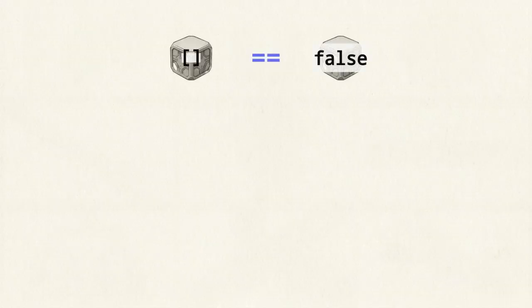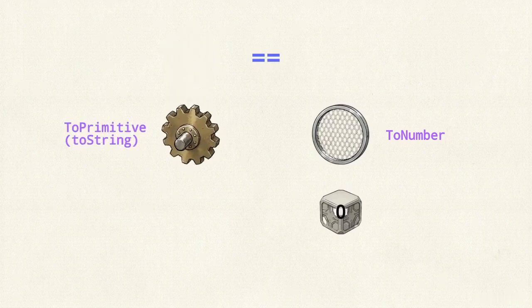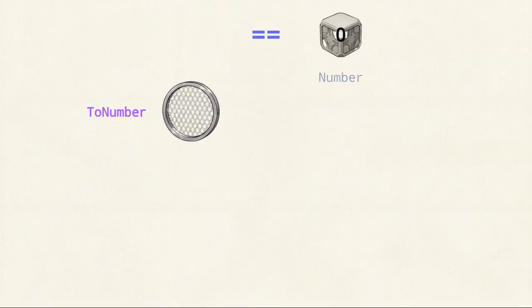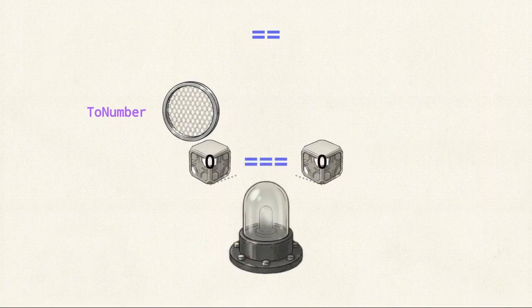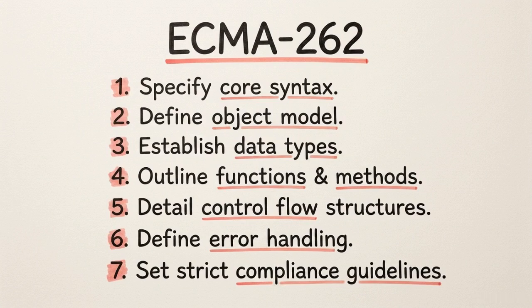Let's trace the empty array paradox. Brackets equals false. The right side processes first. False drops through the toNumber filter, becoming 0. On the left, the empty array enters the toPrimitive filter. It invokes toString, outputting an empty string. The types still mismatch, a string versus a number. The empty string is sent through toNumber, converting it to a 0. Finally, the types match. The engine's strict equality comparator tests 0 against 0, returning true. The perceived inconsistency of the language is actually the rigid, step-by-step execution of the specification's conversion rules.